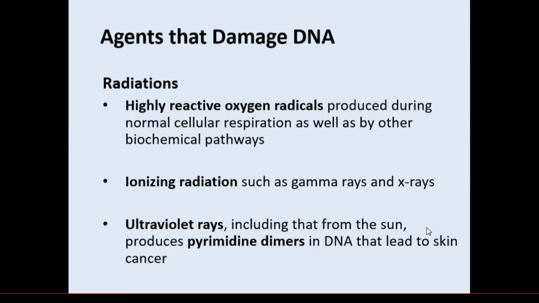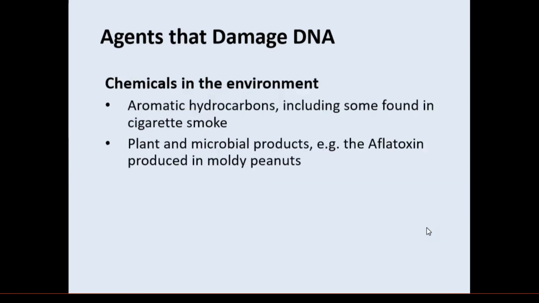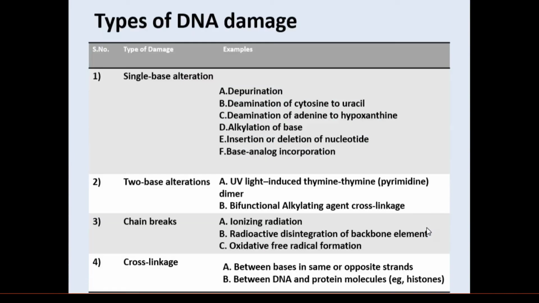Agents that damage DNA: chemicals in the environment. Aromatic hydrocarbons, including some found in cigarette smoke, plants, and microbial products. Example, the aflatoxin produced in moldy peanuts. This table shows the types of DNA damage and the examples. There are various types of DNA damage: single base alteration, two base alterations, chain breaks, cross linkage.